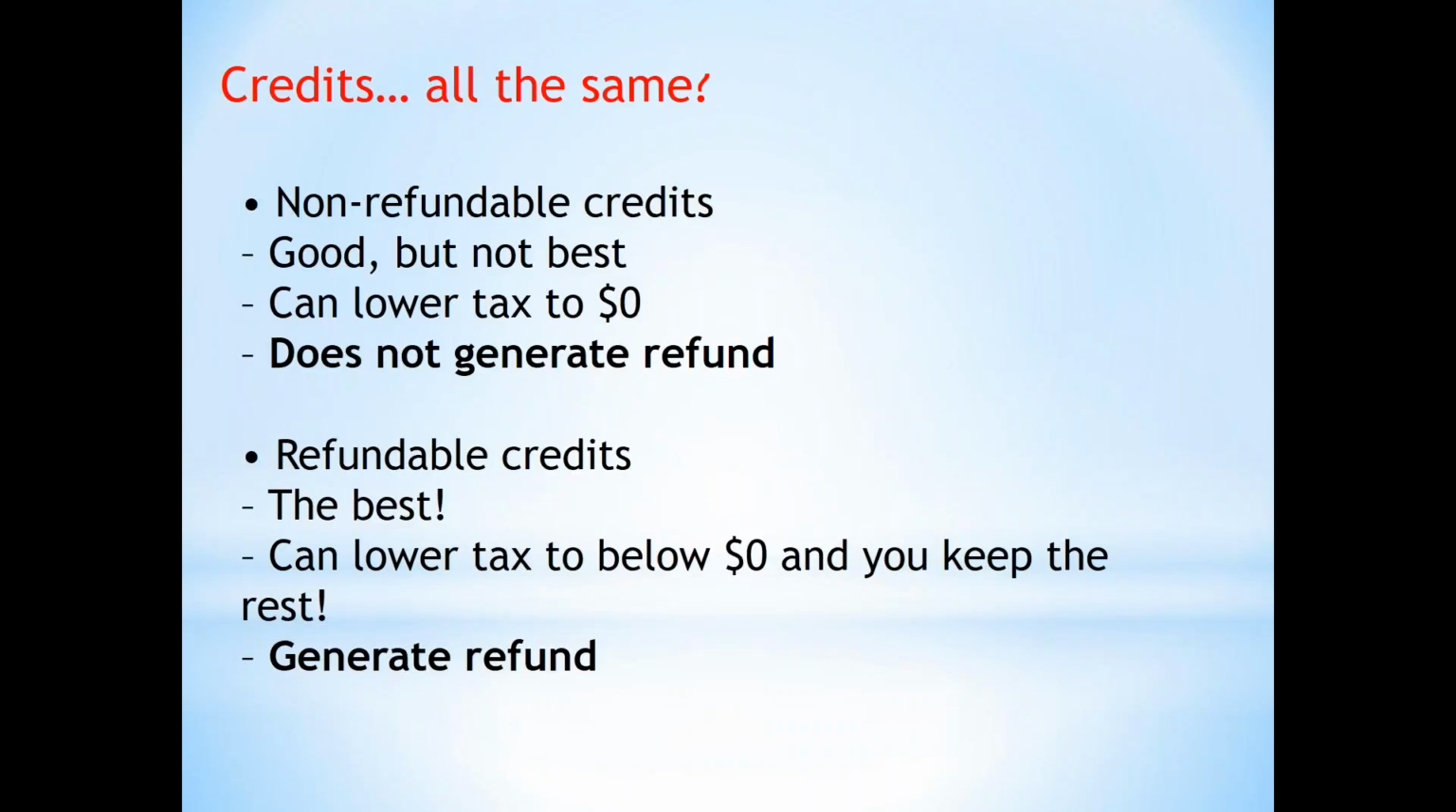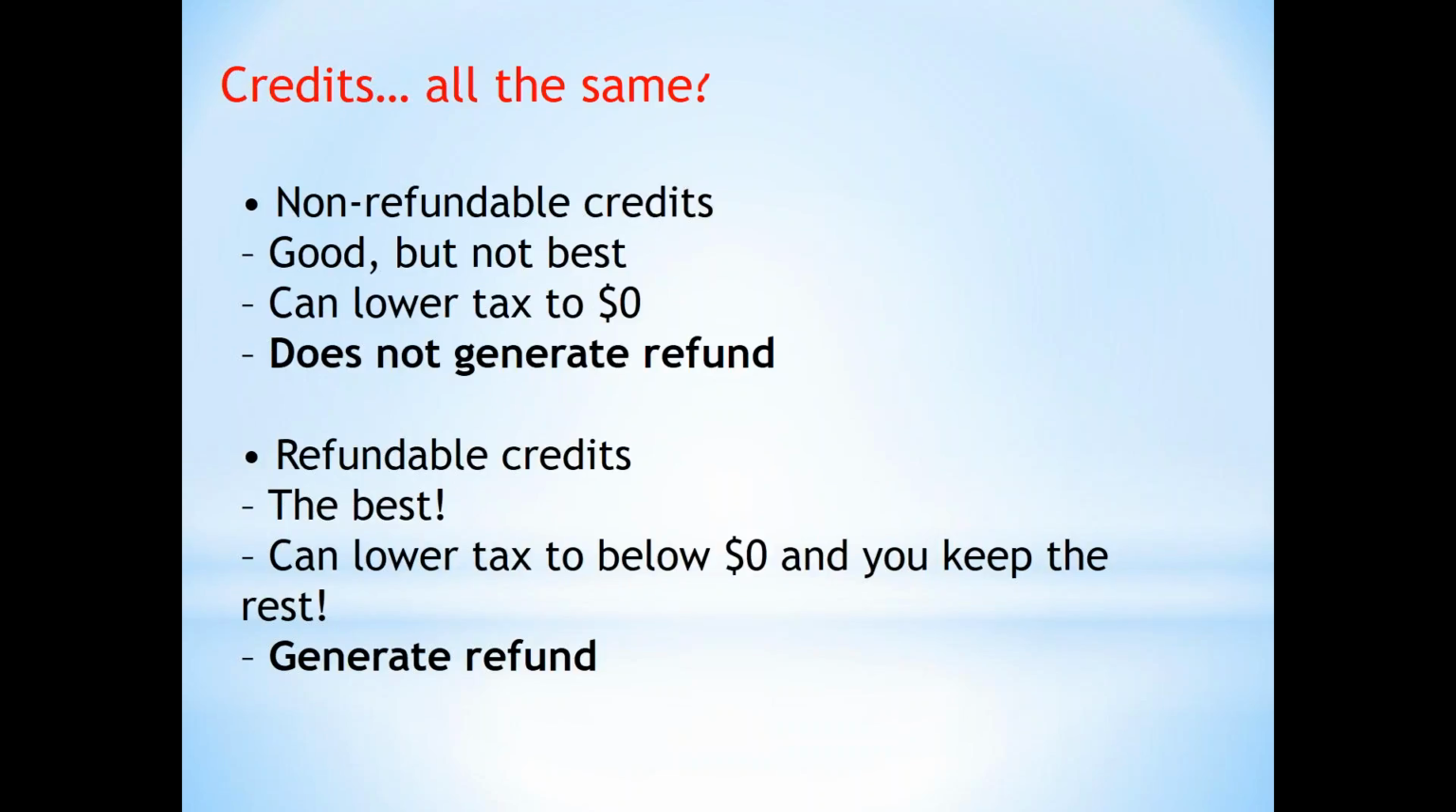So credits, aren't they all the same? No, they are absolutely not all the same. They get calculated differently. They're very, very different. There are two different types of credits, a non-refundable and a refundable credit. A non-refundable credit cannot be used to increase a tax refund. It can only be used to lower the amount of taxable income or amount of tax owed.